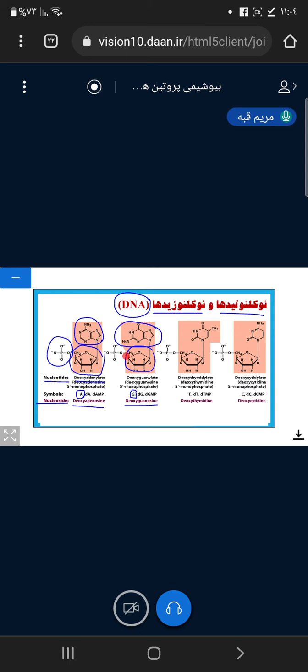Deoxyguanosine. When the phosphate is added, the nucleotide is formed and the name is deoxyguanylate.